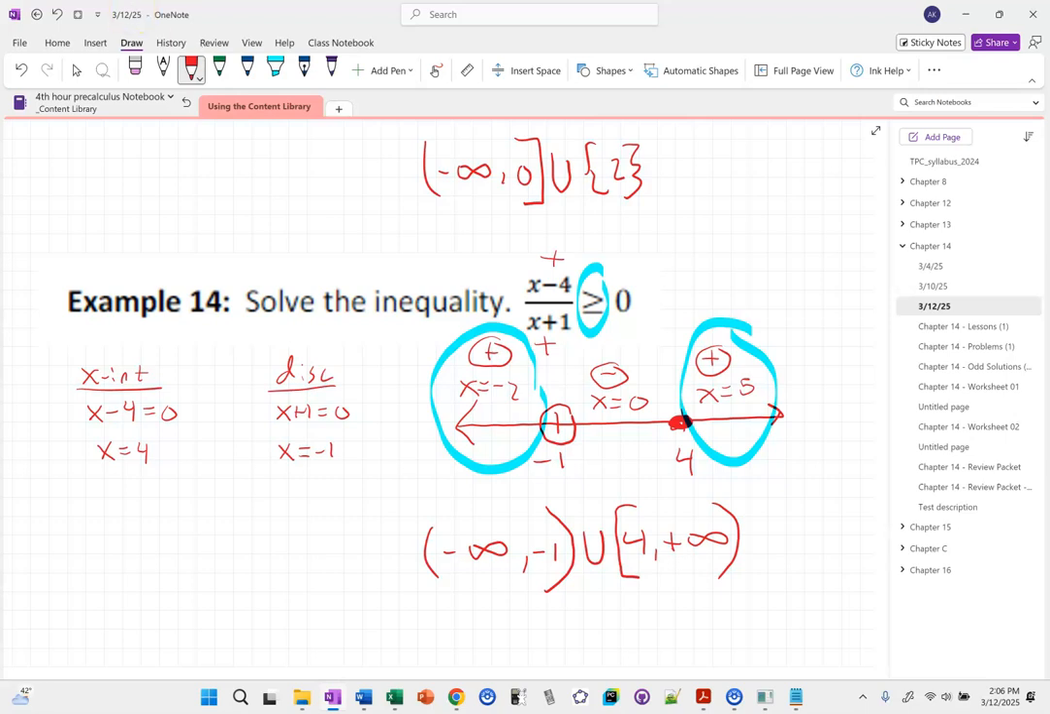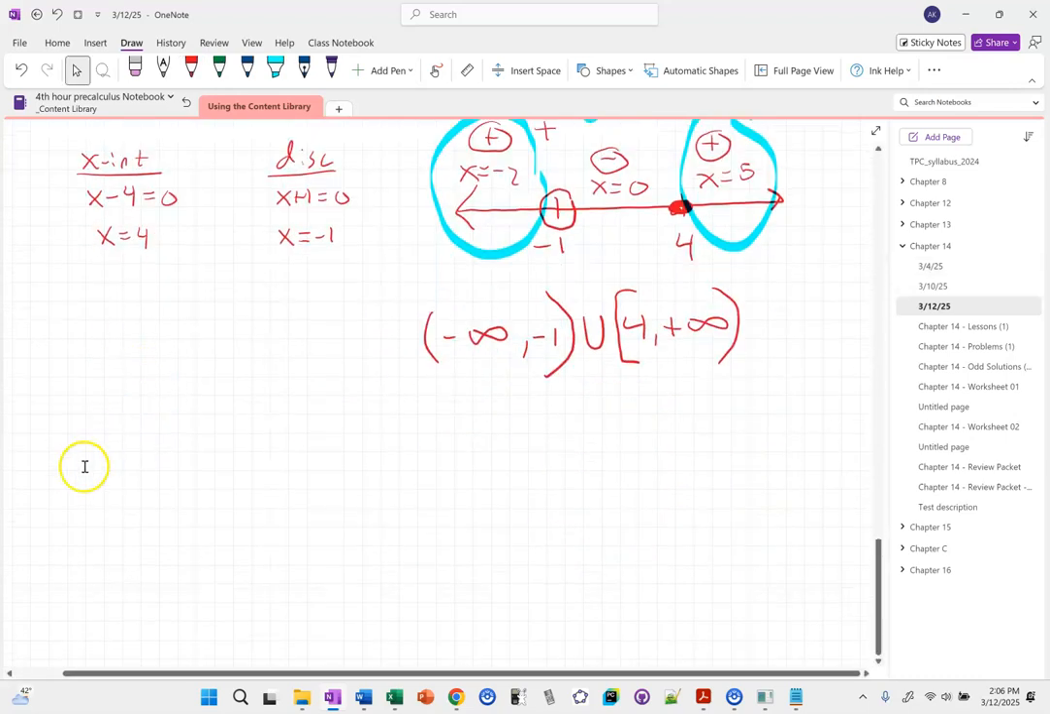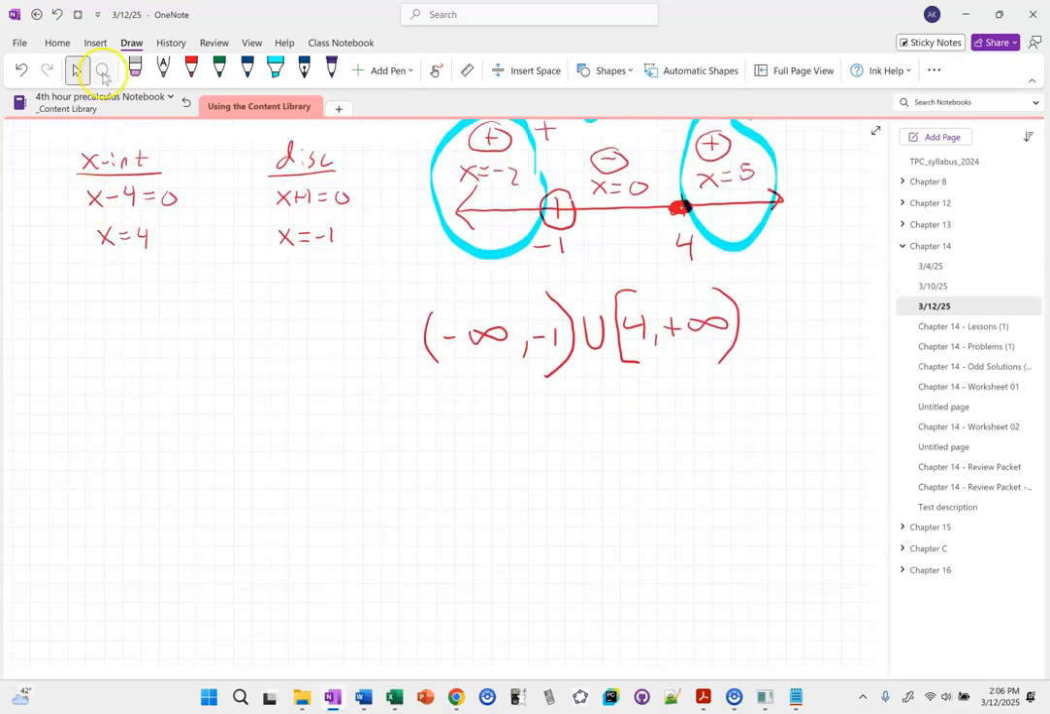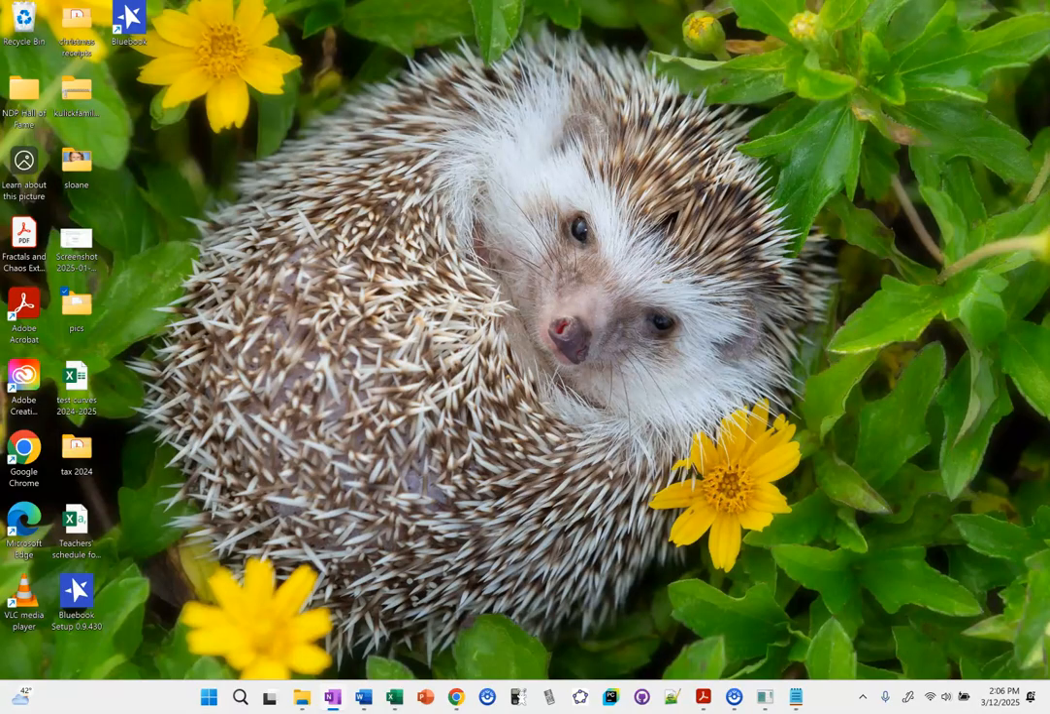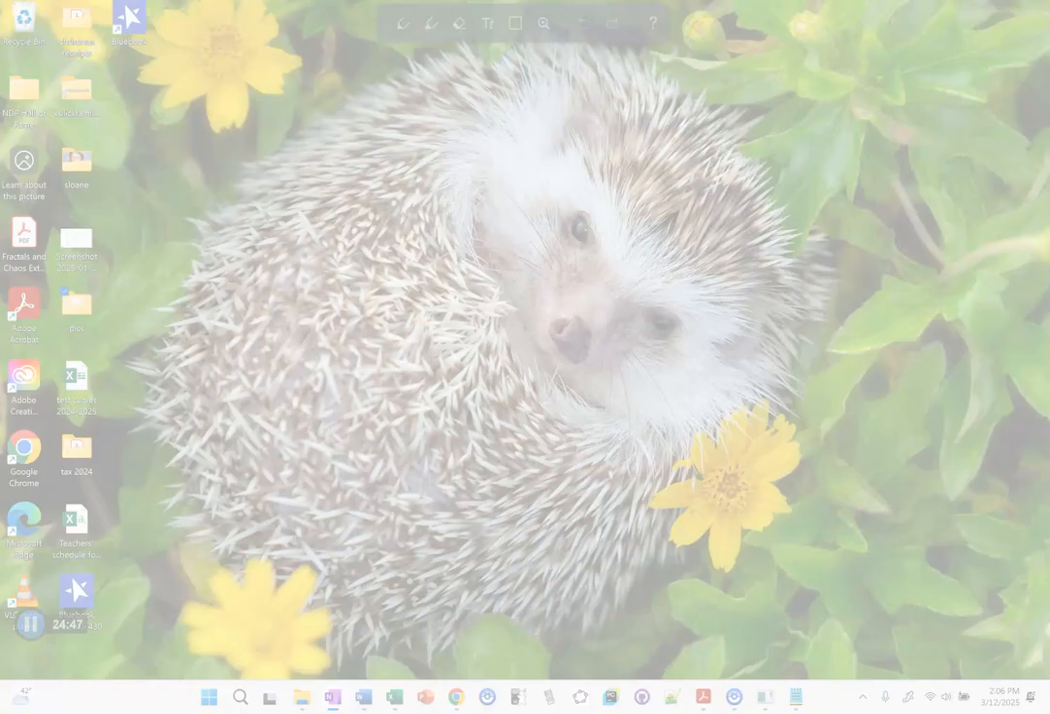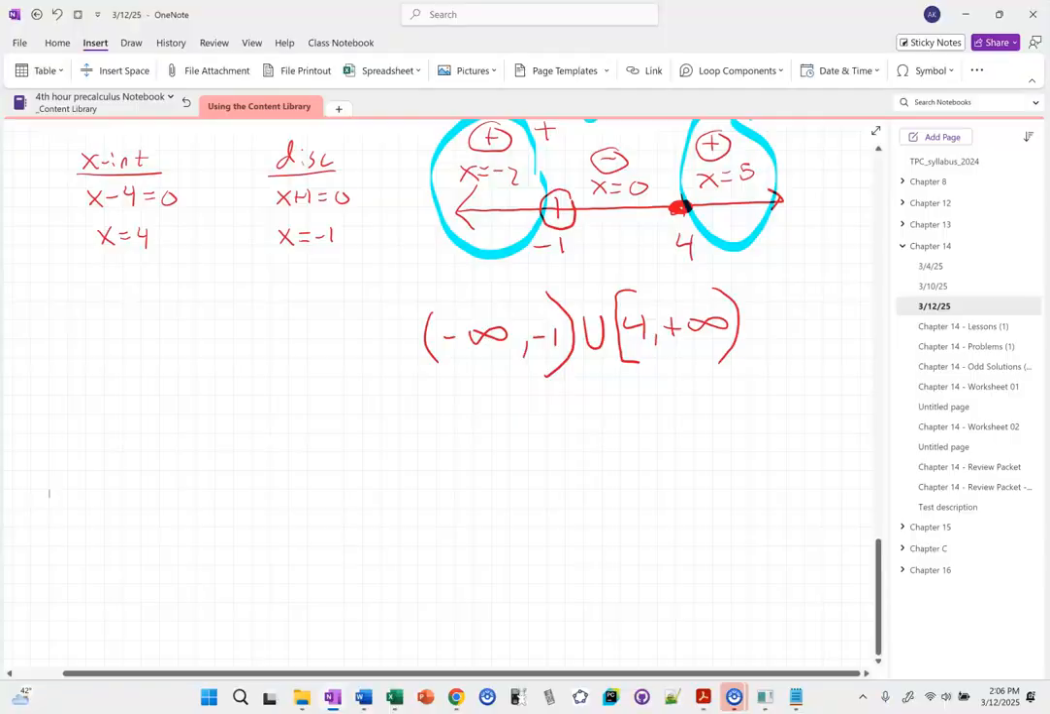I think this is usually pretty easy if you approach it in this way. One more example, and then I am done for today. How's that sound? Muy bueno, I hope, right?